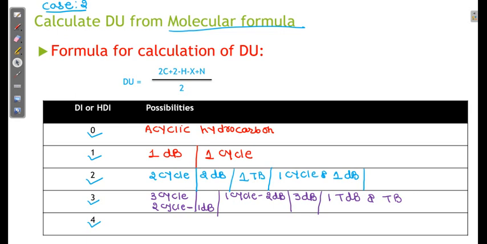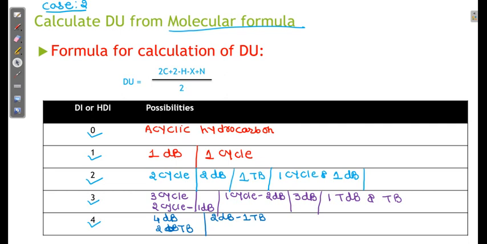For being an aromatic compound, or the presence of a benzene ring, we should require at least 4 DU. So here I can say 4 double bond, then 2 double bond, sorry, 2 triple bond, we can write that 2 triple bond. Is it easy for us? Then 2 double bond and 1 triple bond.